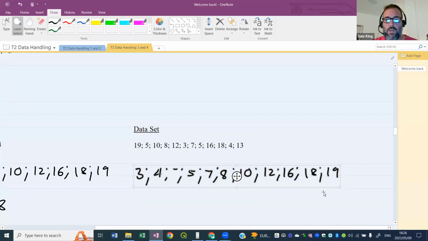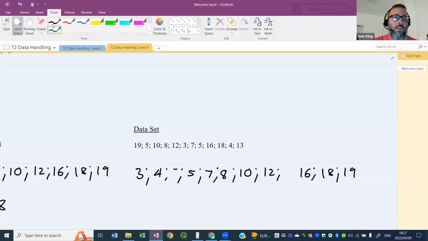Okay, so there we go. So there's my data set. All I need to do now is fit in a 13, which should go over here. All right, so I'm going to make a space for my 13 and fit it in over there. All right, so there we go. There's my data set in order again.